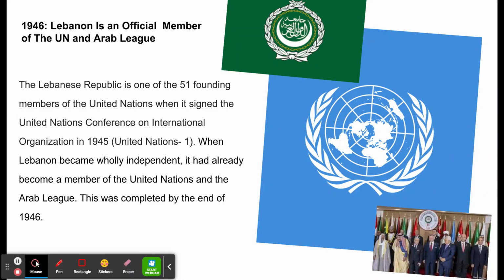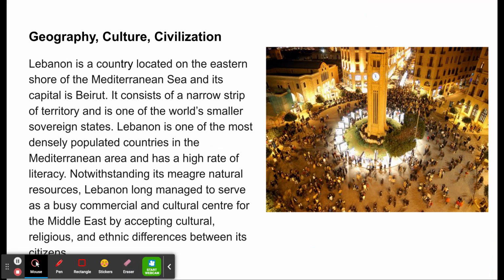1946. Lebanon is an official member of the UN and Arab League. The Lebanese Republic is one of the 51 founding members of the United Nations when it signed the United Nations Conference on International Organization in 1945. When Lebanon became wholly independent, it had already become a member of the United Nations and the Arab League. This was completed by the end of 1946, and it is one of Lebanon's greatest accomplishments.